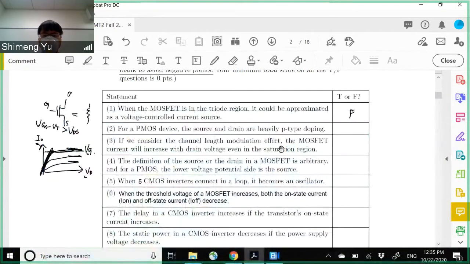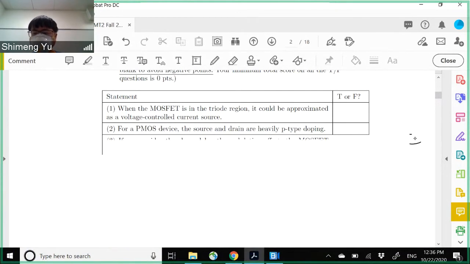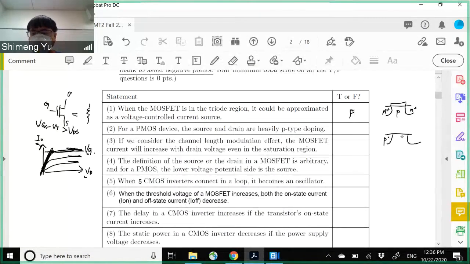So this is true. For the NMOS, normally we talk about NMOS. NMOS is N plus for source and drain, with a P-type substrate. And PMOS is just the opposite. You have P plus source and drain, and then an N-type substrate. So this is true.